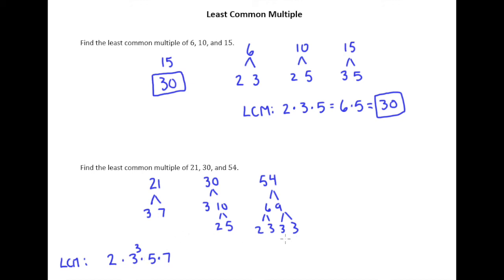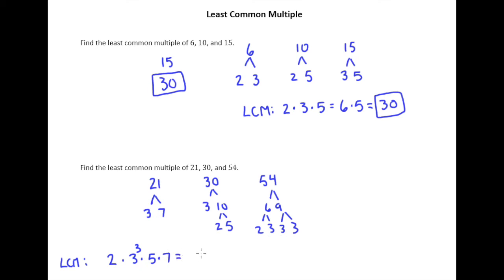And again, I don't need to add up how many 3s I have, because if I've got 3 here, certainly one 3 will fit in from 30 and one 3 will fit in from 21. That's not going to be a problem. 5 appears 0 times in 21, 1 time in 30, 0 times in 54, so I just need 1. And 7 appears once in 21 and not the other, so I only need one 7.